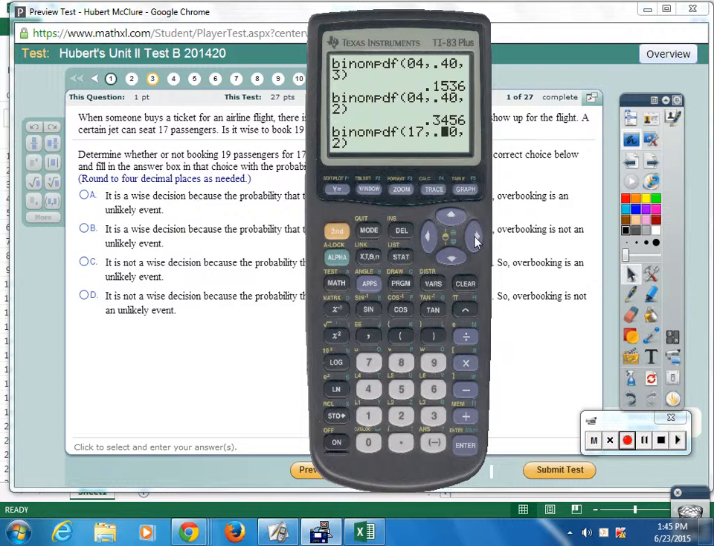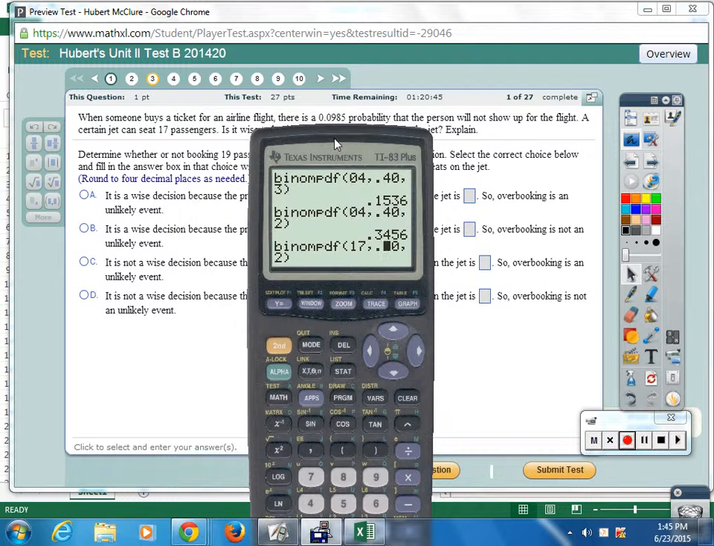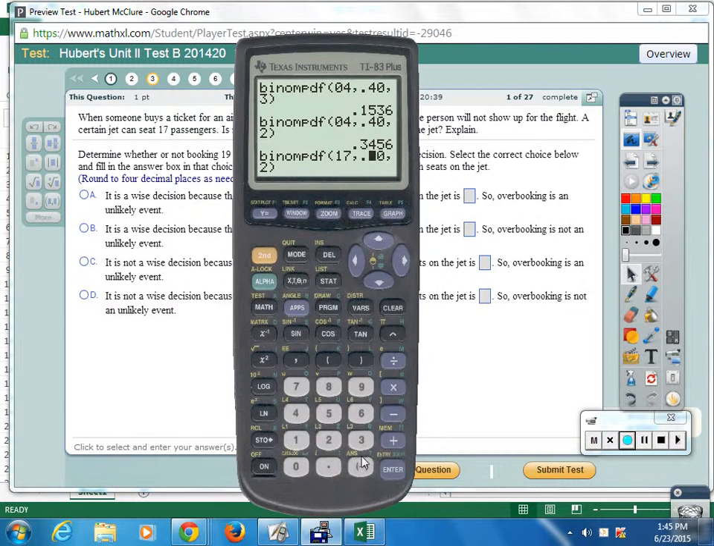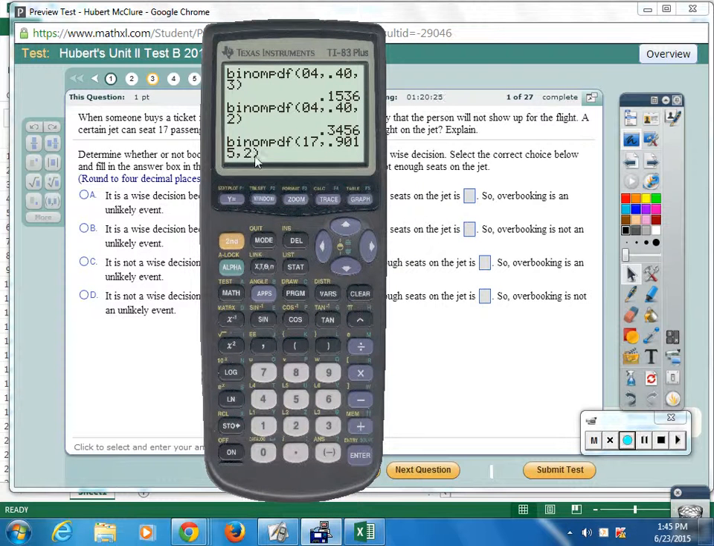And what's the percentage that they're going to show up? 0.9. So that'd be 0.9, then insert 15. What did I say? 0.9015? Yeah. And then what did I type in here? Well, we want the probability of the plane what? Filling up, Hubert. That's right, class. So what would that be? 17.